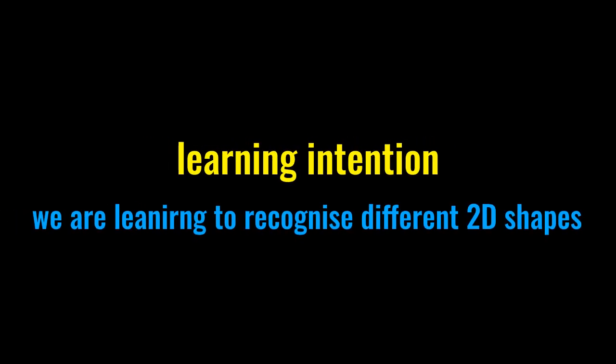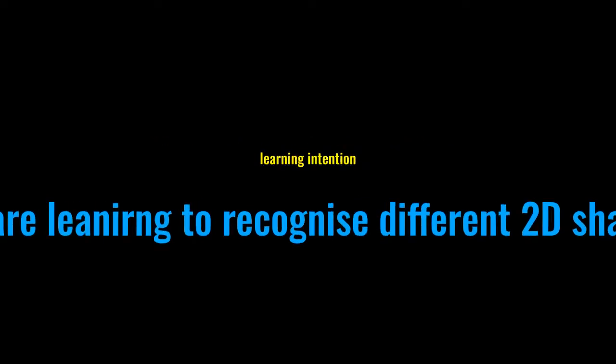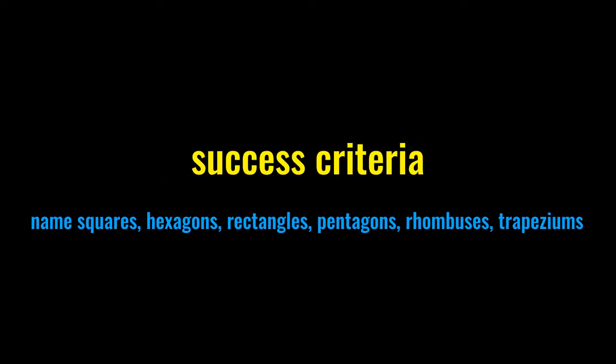Hey guys, our learning intention today is that we are learning to recognize different 2D shapes. Our success criteria will be that we can name squares, hexagons, rectangles, pentagons, rhombuses, trapeziums, and a bunch more.